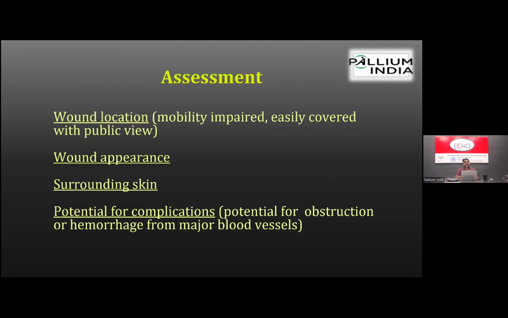So here again, in assessment, we need to assess the location of the wound. Any public view, if we can prevent it, we can avoid it. For example, CA buccal mucosa: we can educate them to use a mask, or they can cover it with a shawl or anything over the dressing pad. So if it is possible, we can educate them to avoid public view of the wound. Then the wound appearance, the surrounding skin area, how it looks, and whether any sign of bleeding is there or not, all these we need to assess.